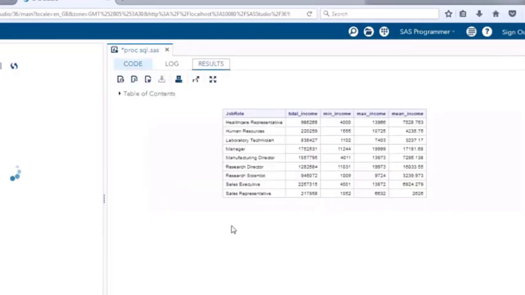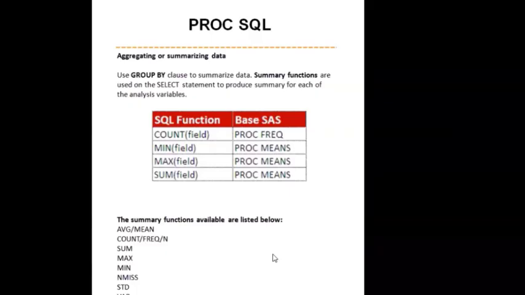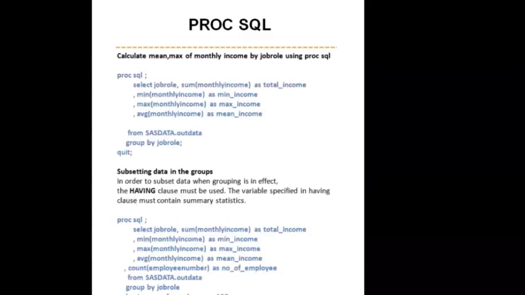So if you remember, we created the same sort of summaries using proc means also, and using the retain statement, first dot and last dot. And this is another way that you can do it, using proc SQL. So you can see by job role we have created the total income, the minimum income that an employee might be getting, the maximum income for the particular job role, and what is the mean for that job role group. So that's how you can do it. You have all these functions available that you can use.